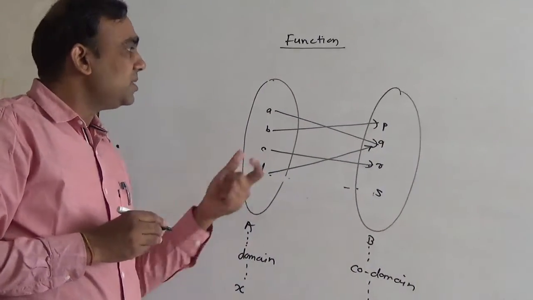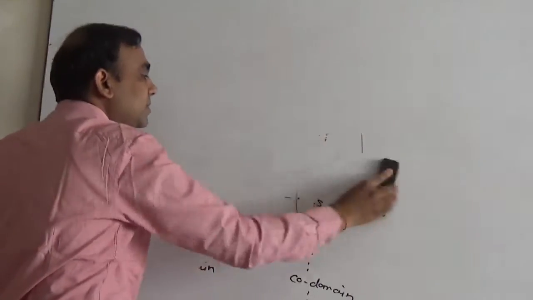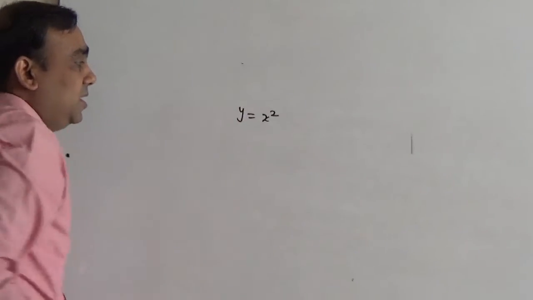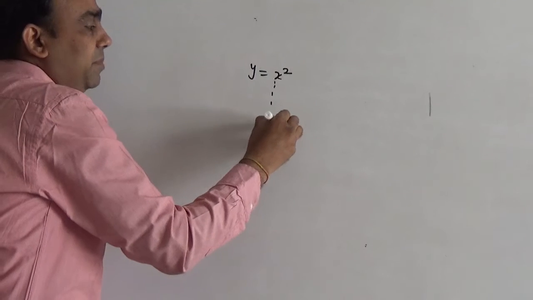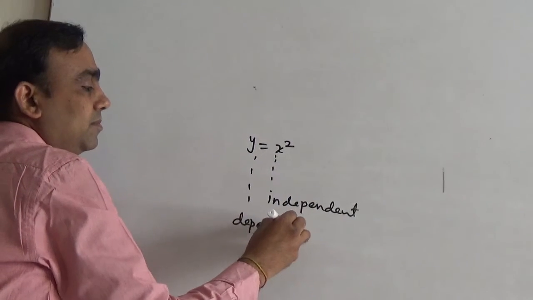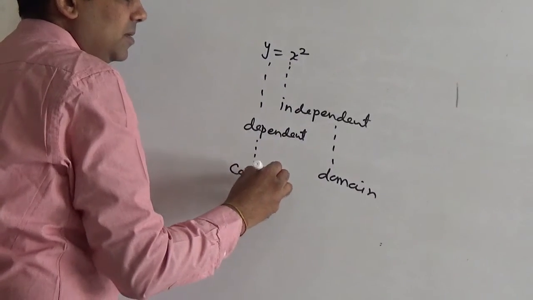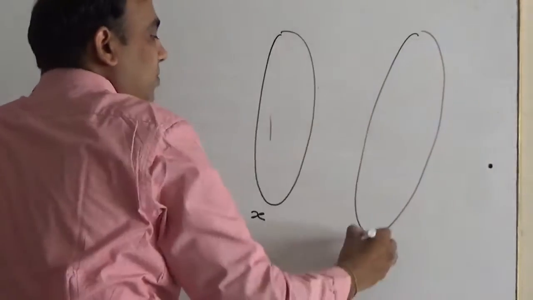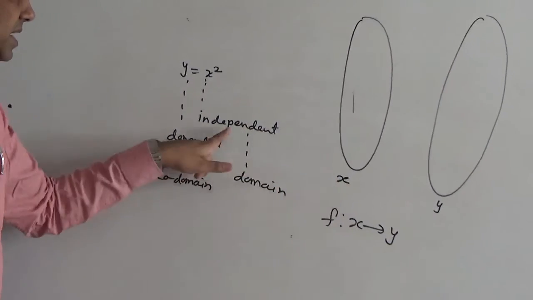Okay. So looking into this, now we go for some functions used in mathematics. Very common functions we'll discuss. Suppose I have a function y is equal to x square. Now function we can discuss in another way also. We can show that this x is something independent. Y is dependent. In our set theory, we can say it is a domain, and here we can say it is a codomain. So, as far as set theory is concerned, this is x, this is y, or we can say the function is from x to y.